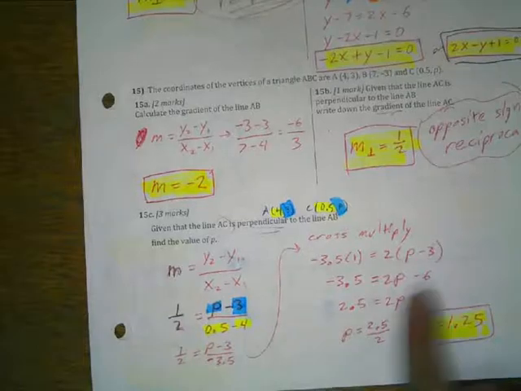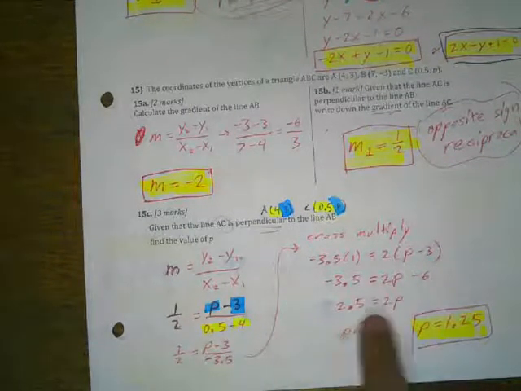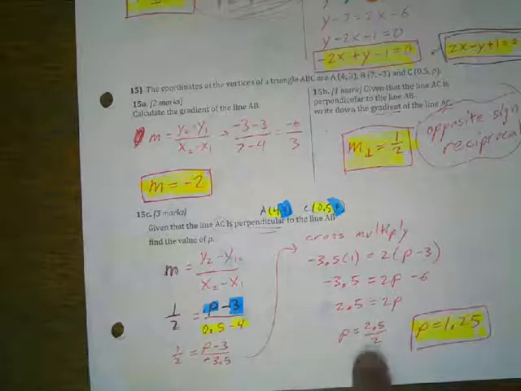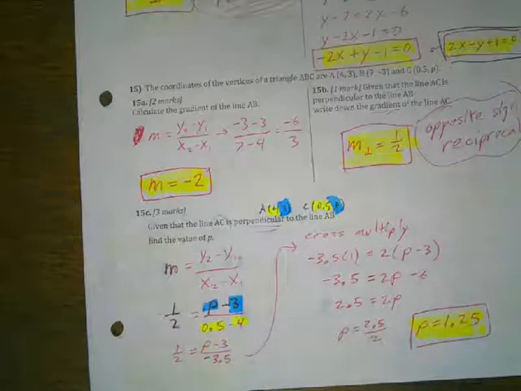So I can add 6 on both sides. I get 2.5 equals 2p. Divide by 2 on both sides. And then you end up with 1.25. You might want to hit pause to copy this down.